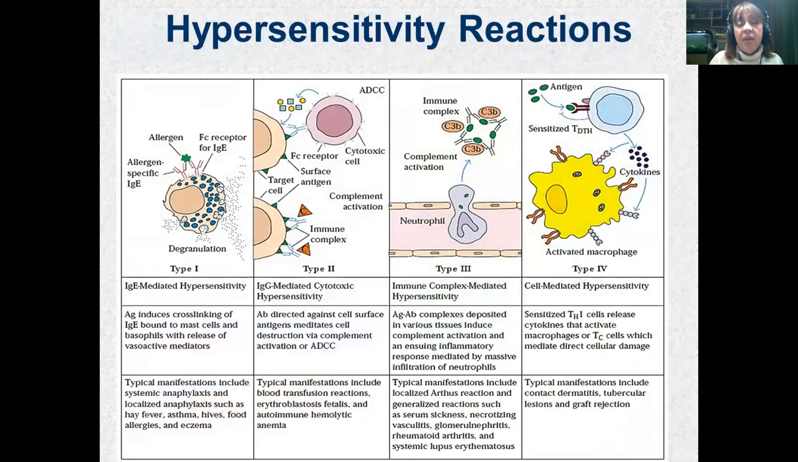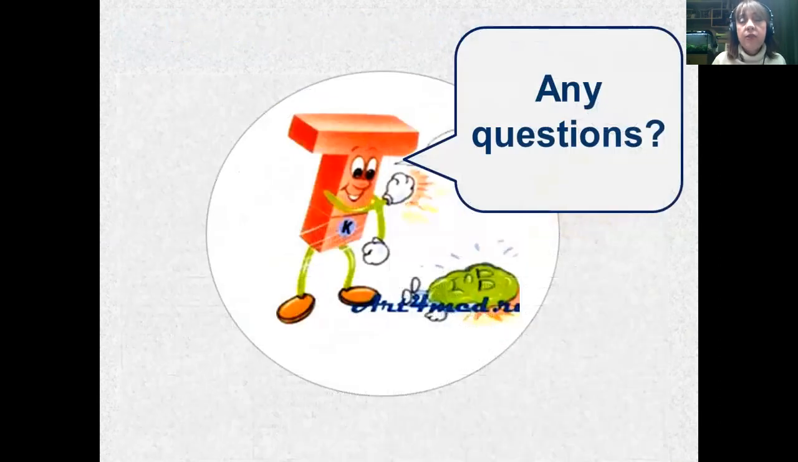And this table summarizes information about all 4 types of allergies. Here you see the mechanism, description, the diagrams, and the clinical examples about each of them. And that's all I want to tell you today.